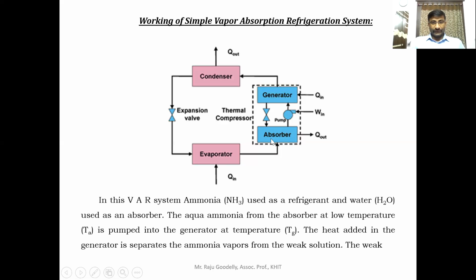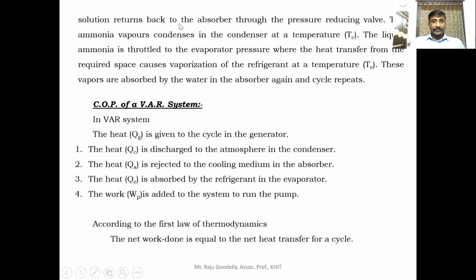Aqua ammonia ante ikkada unna mixture from the absorber at low temperature, TA is the absorber temperature, is pumped into the generator, maintained at a temperature Tg. The heat added in the generator, the heat input to the generator, separates the ammonia vapors. It separates the ammonia vapors from the weak solution. So weak solution nundi only ammonia separate ayipotundi. That weak solution comes back to the absorber. The weak solution returns back to the absorber through the pressure reducing valve.